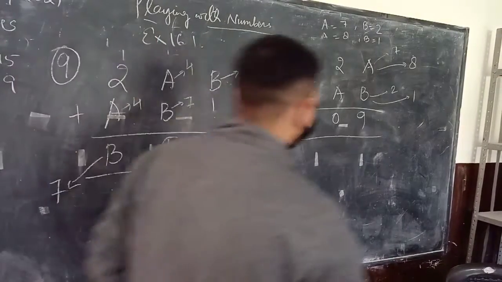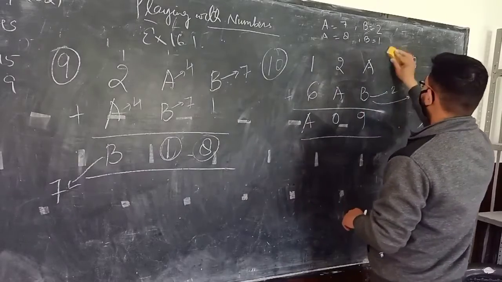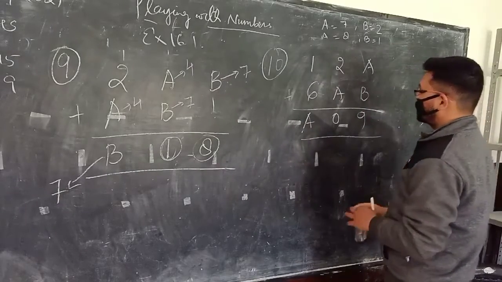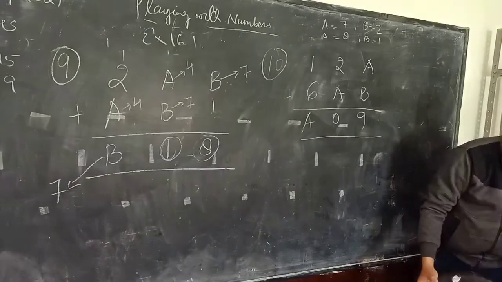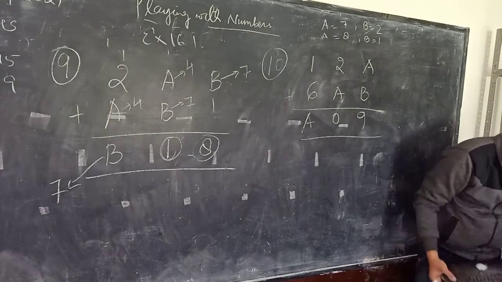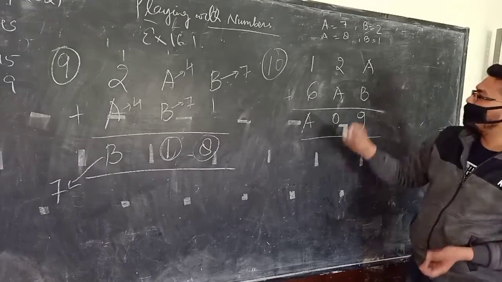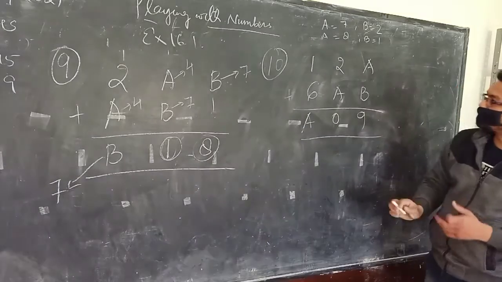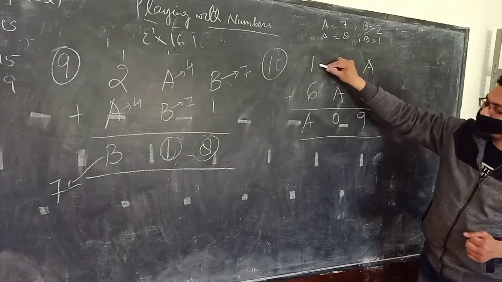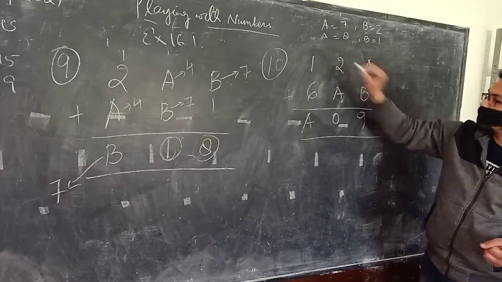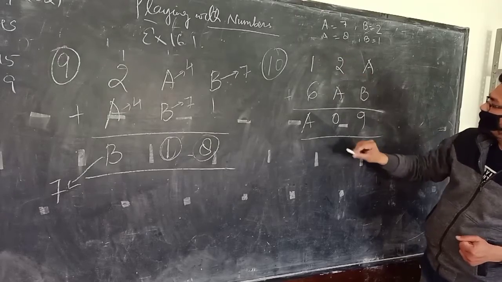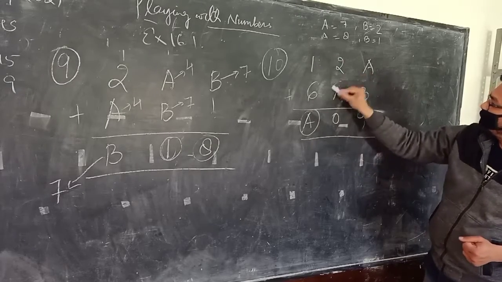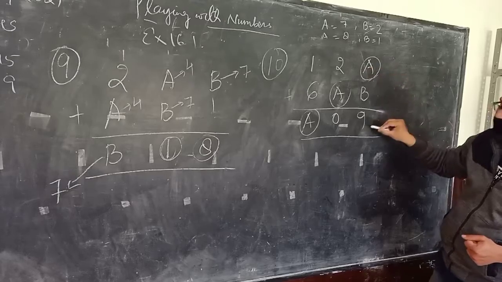Look, till this step we don't know what A is and what B is, right? Now see, 6 plus 1 is 7. 6 plus 1 is 7, and A is here, and A is here, and A is here. Okay, and there is 9.